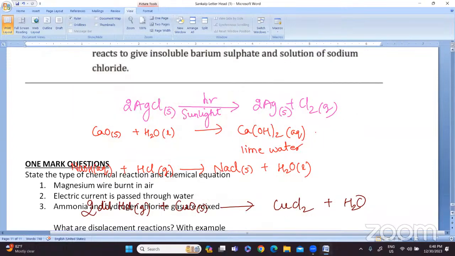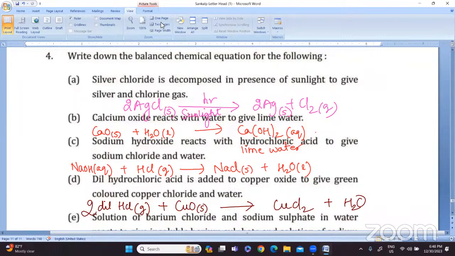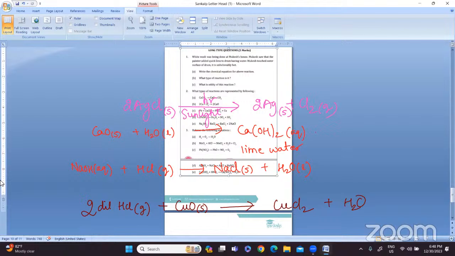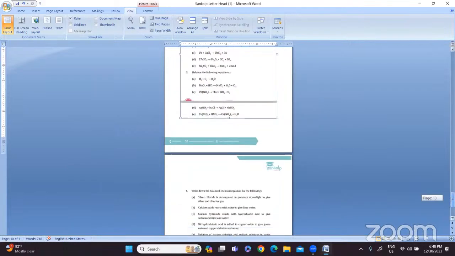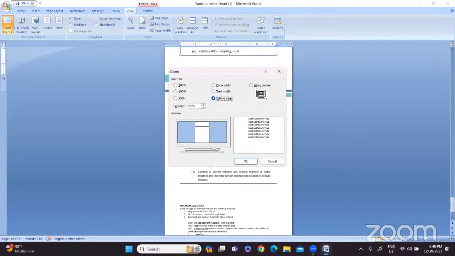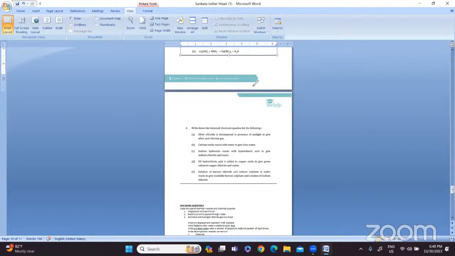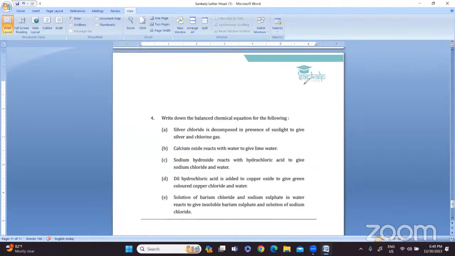So the next question. Here you see the last question: aqueous solution of barium chloride and sodium sulfate in water reacts to give insoluble barium sulfate and solution of sodium chloride.